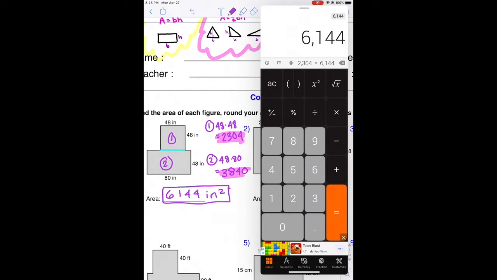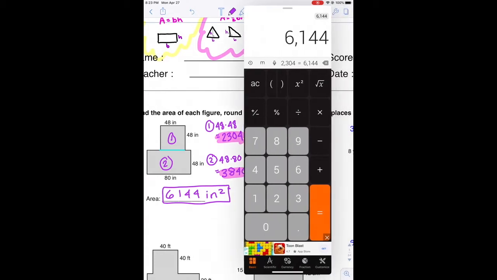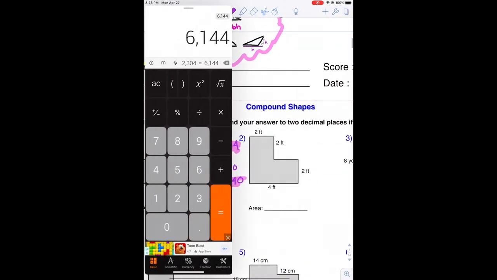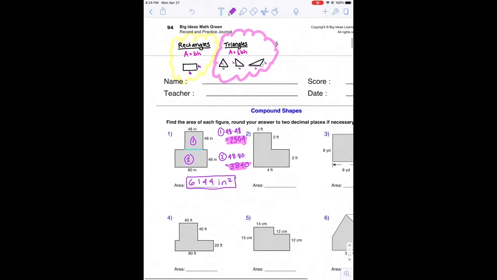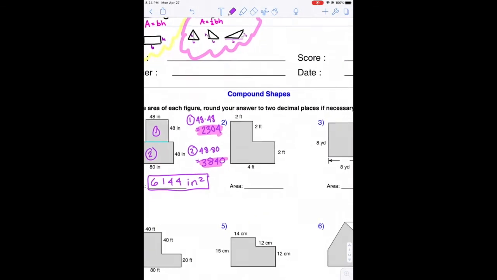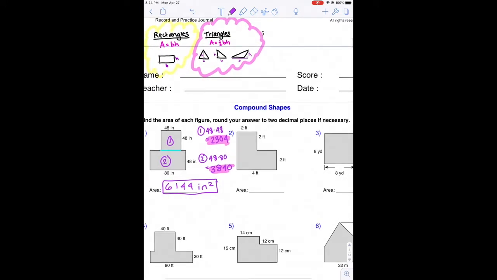All right, excellent. So let me get that out of the way. All right, take a look at number 2. Try this one on your own. Pause the video, come back when you're ready to go over it.